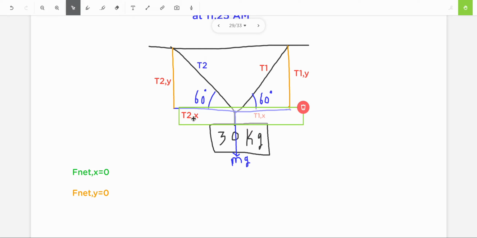Okay, so now we should start to find all of these: mg, T1x, T1y, T1, T2x, T2y, and T2. So to find T1 and T2, we should find these five. So we will start with mg. Okay, let's start with mg.